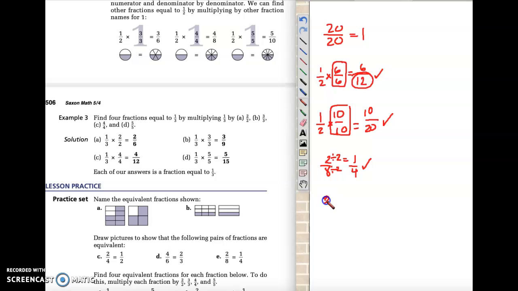I'll show it here. So we have 1/3 and 2/6. When you multiply by a fraction with the same numerator and denominator, you're multiplying by 1, which means you're not changing the outcome. So 1/3 and 2/6 are equivalent. In fact, each of our answers in the fraction are equivalent to 1/3.